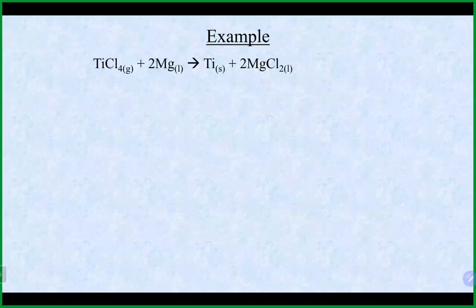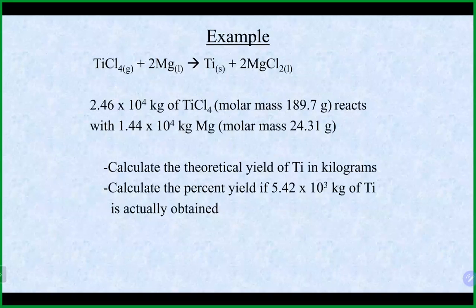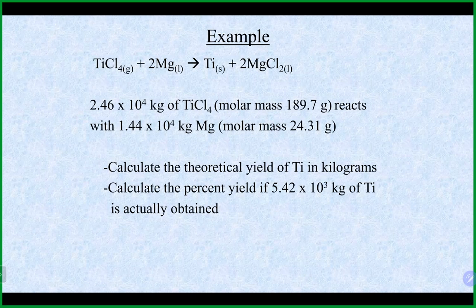Now, how do we get the theoretical yield? Our actual yield, again, is typically given to you in the problem. The theoretical you typically need to calculate. So why don't you give it a go here in this reaction? We take 2.46 times 10 to the 4 kilograms of Ti.